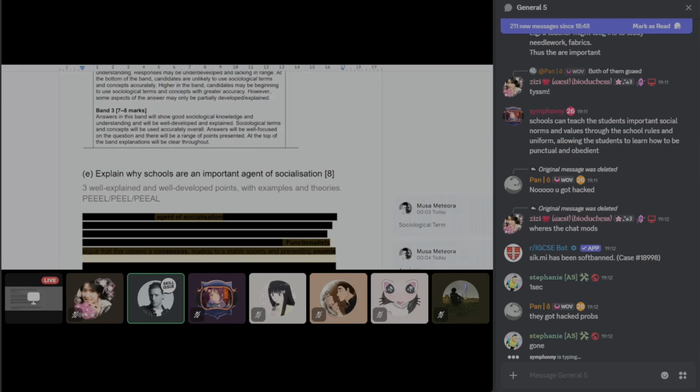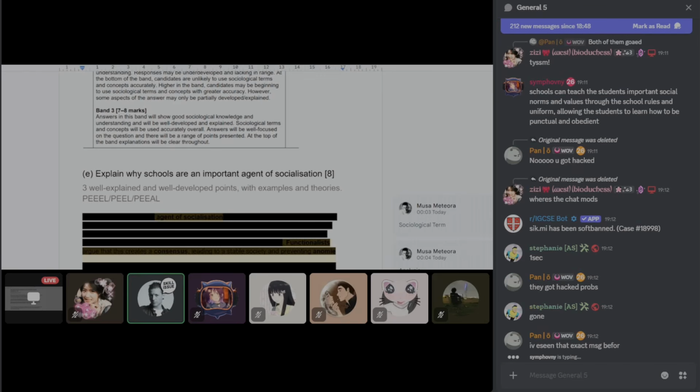Pan's answer: Schools are important as they generally socialize. Teachers nudge boys and girls into different subjects or socialize them to different societal norms. Each teacher might tell girls to study needlework, fabrics. That's the important point. Great answer as well.